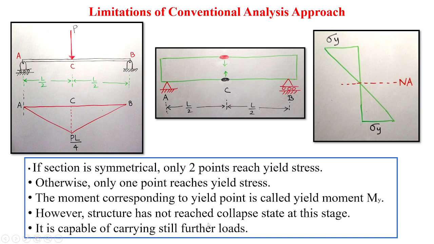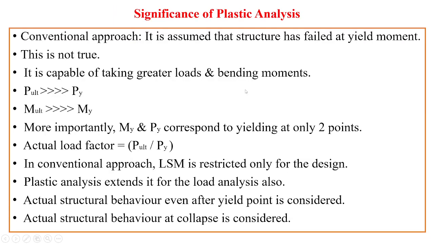However, the structure has not reached the collapse state at this stage. This is very important. That means only yielding has started, whereas the structural element is still capable of carrying further loads. And therefore, let us see the significance of plastic analysis. In the conventional approach, that means in the limit state method, it is assumed that the structure has already failed at yield moment only. However, it is not practically true.